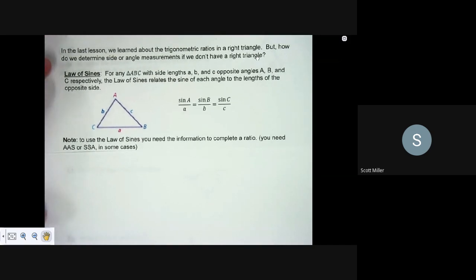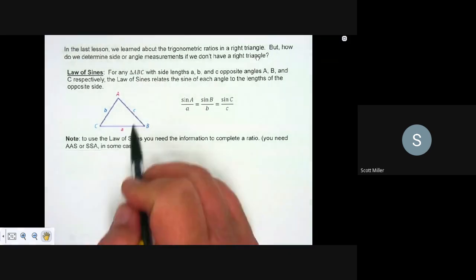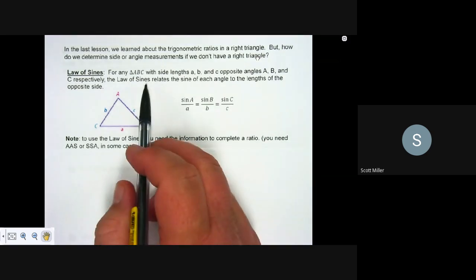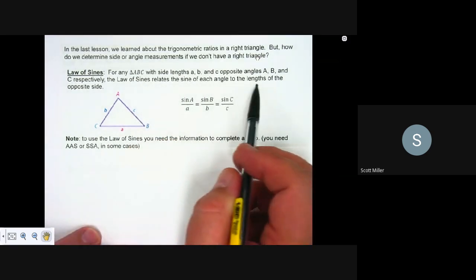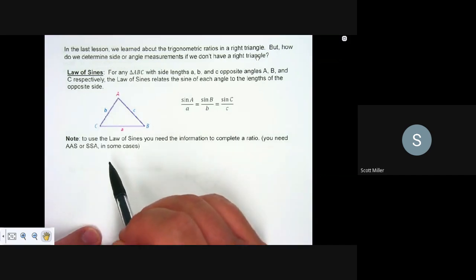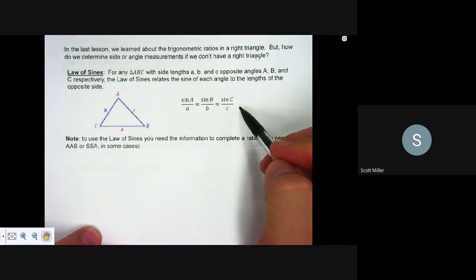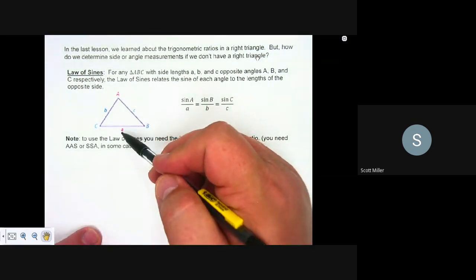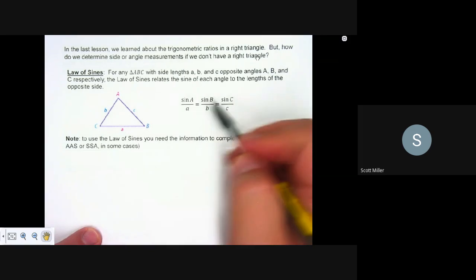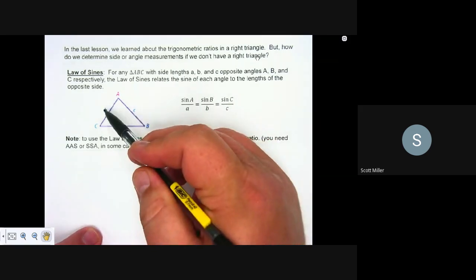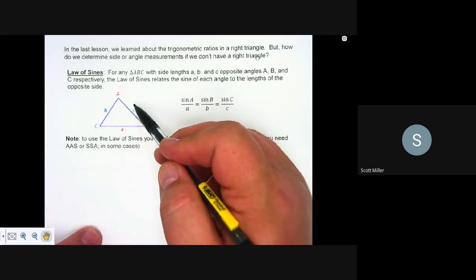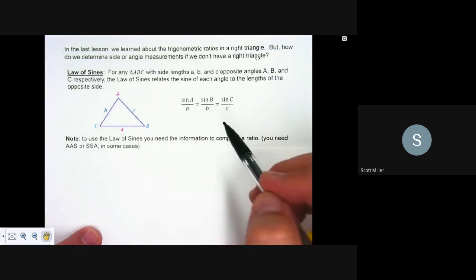Okay? The law of sines says for any triangle with side lengths A, B, and C that are opposite angles A, B, and C, the law of sines relates the sine of each angle to the length of the opposite side. So here is how the law of sines works. The sine of angle A divided by side length A is the same as the sine of angle B divided by its opposite side length, and it's the same as the sine of angle C divided by its side length. This ratio is exactly the same for all of these.